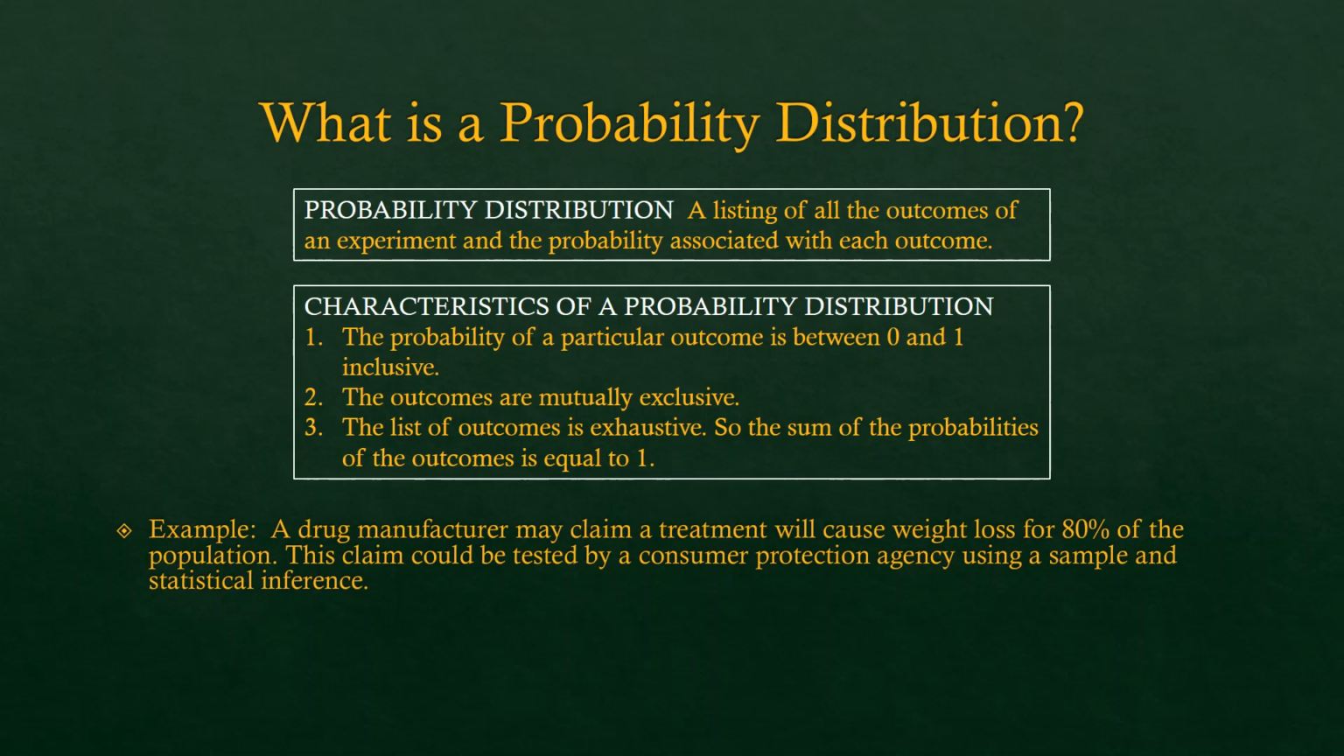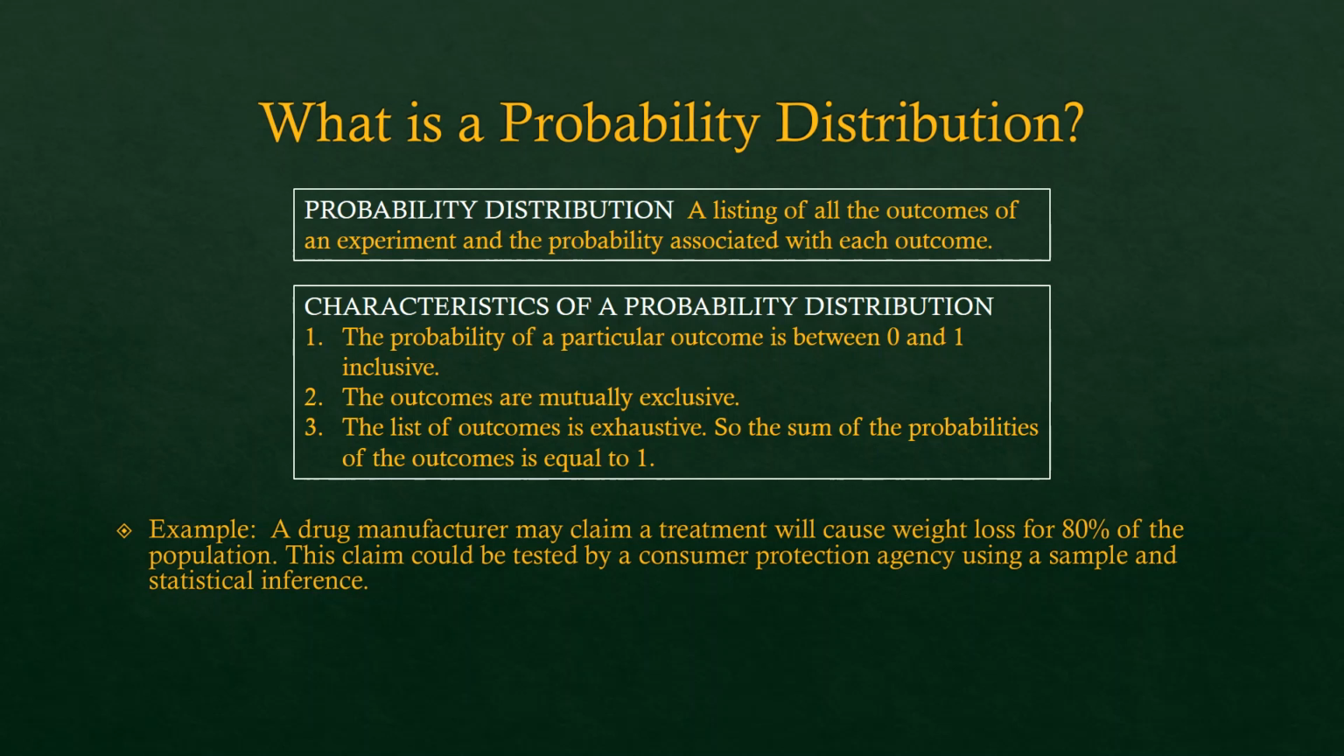Okay. So, characteristics of the probability distribution: the probability of a particular outcome is between 0 and 1 inclusive. The outcomes are mutually exclusive. The list of outcomes is exhaustive, so the sum of the probabilities of the outcomes is equal to 1. I know that this is a lot to take in, and we're going to look at it all again on the next slide as well.